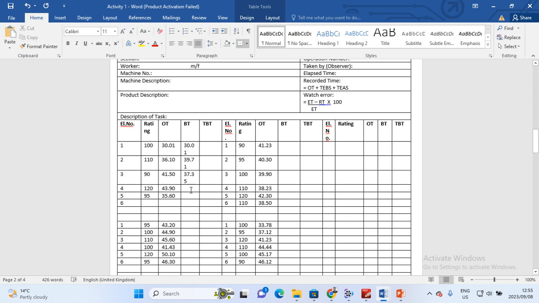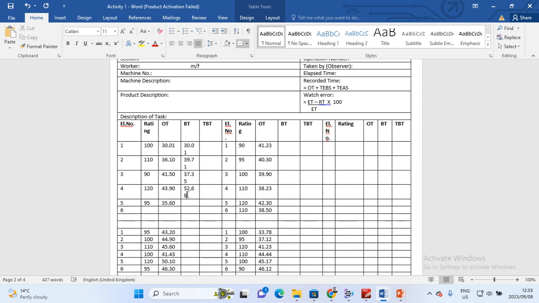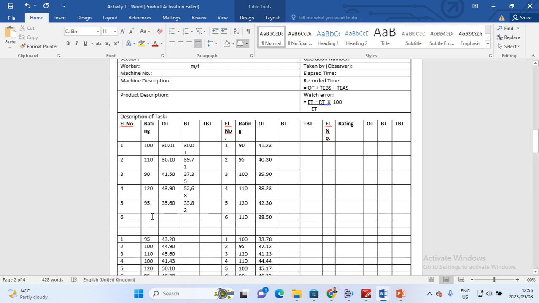Alright, so the next one is just going to be 52.68, and this one is going to be 33.82. We do not have any rating for element 6. That's why we also cannot calculate its basic time.